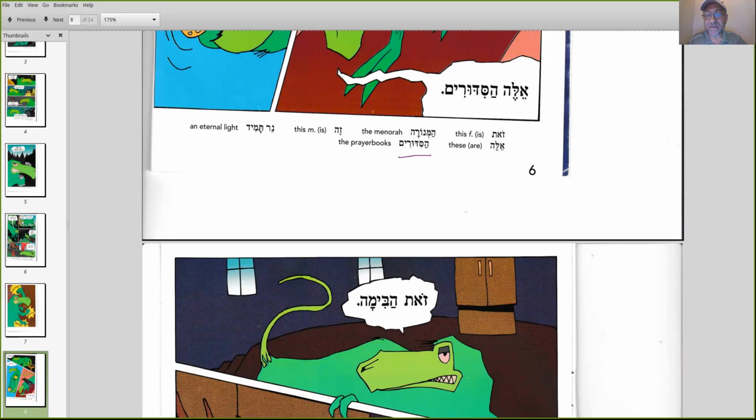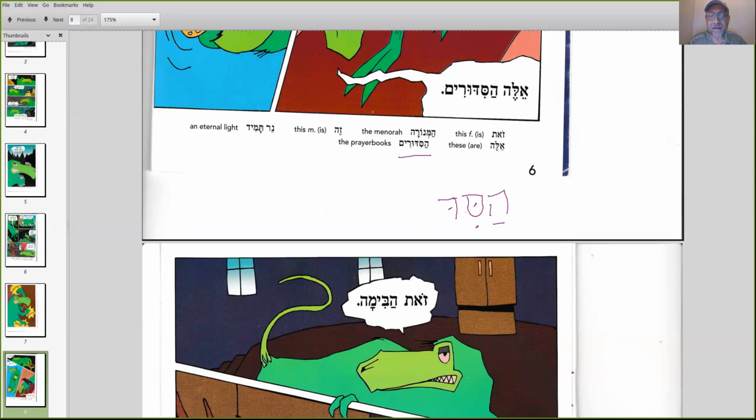We'll complete this. We have a hey with a patach and a samech. Samech. Look at that. It's kind of a bull character. Dalet. That dalet's a little poor. Resh. Oops. Wait a minute here. We made a mistake here, didn't we?